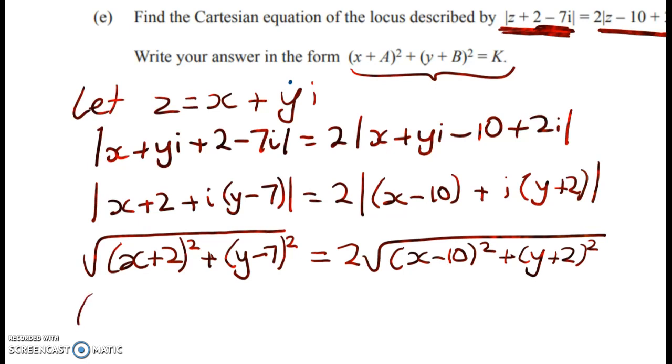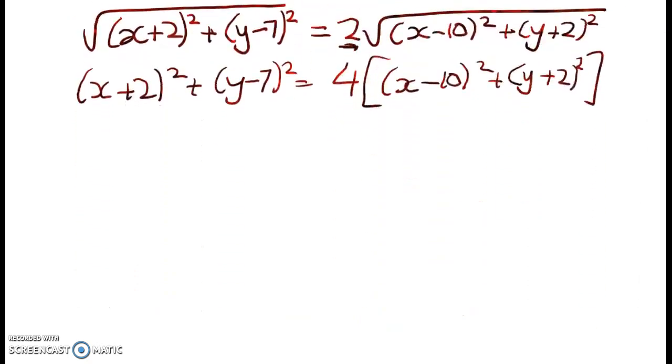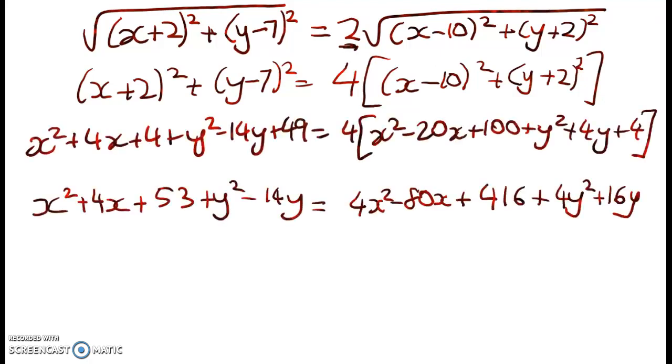Next, we're going to square both sides. Be careful when you're squaring both sides. Here we're going to get 2 squared, which is 4. All right, now we have a bunch of expanding to do. So I'm going to pause the video and do that, and then come back to the recording.